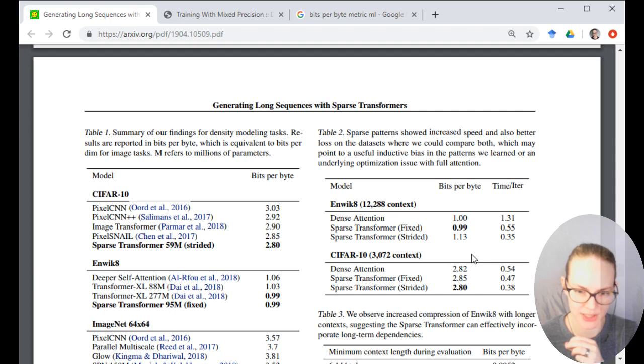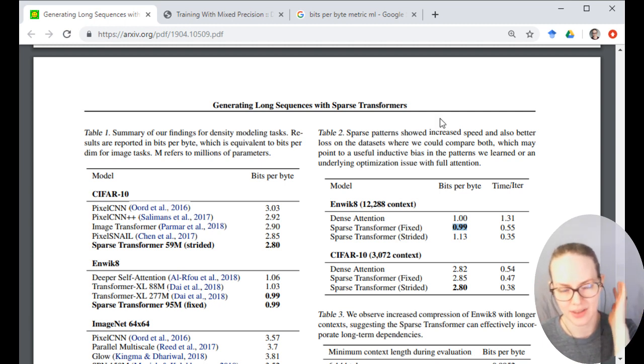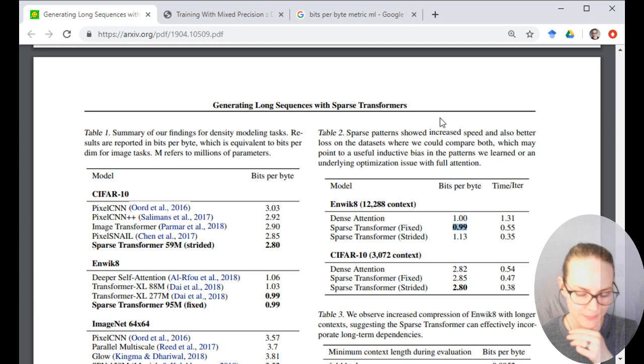So sparse attention has the best compression with fixed. So that is, you look at the 5th, 10th, 15th, or whatever item every time, and then strided, where you look at the previous 3 and then sort of skip 3, has a little bit higher bits per byte, but is a little bit faster.